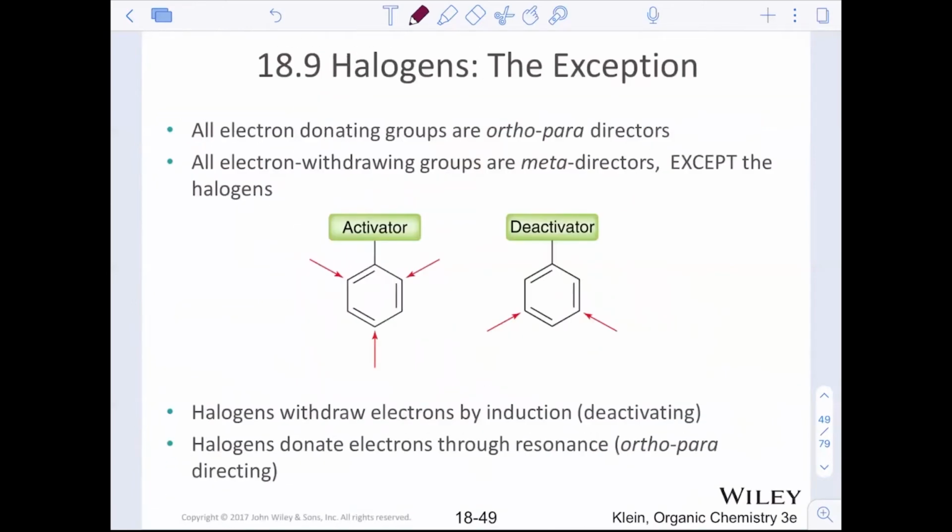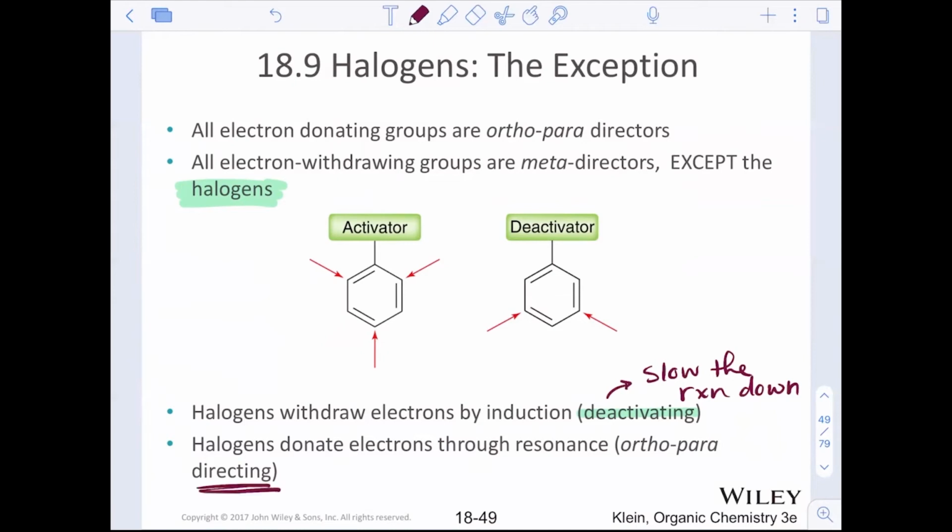Overall, electron donating groups are ortho-para directors. Electron withdrawing groups are meta directors, except there's always one exception, right? Halogens. When we have a halogen on our benzene ring, halogens withdraw electron density by induction because they are relatively large and polarizable and usually electron withdrawing, electronegative. They are technically deactivating. So that means that they slow the reaction down when they are already on benzene, but they can donate electrons via resonance.